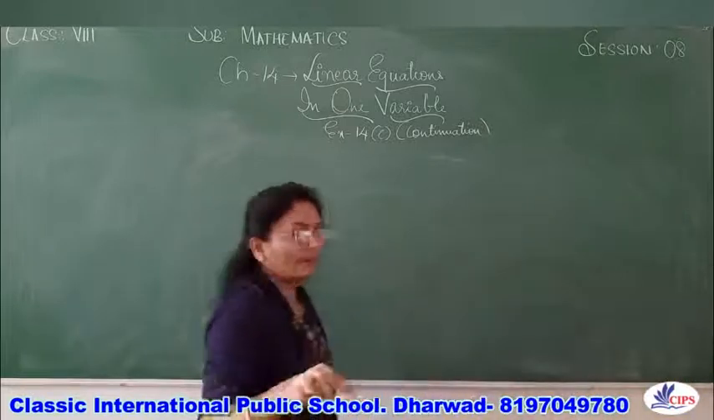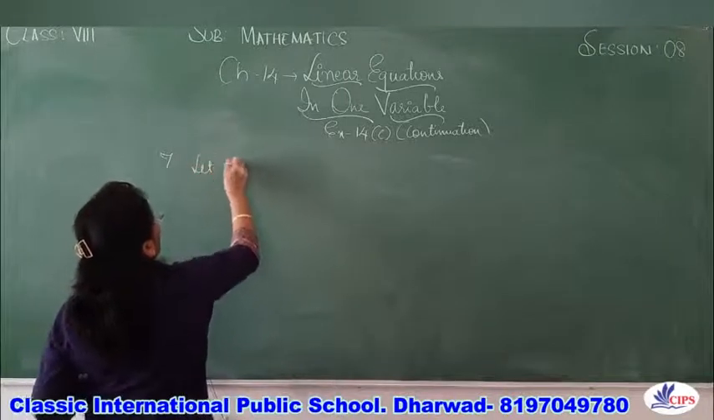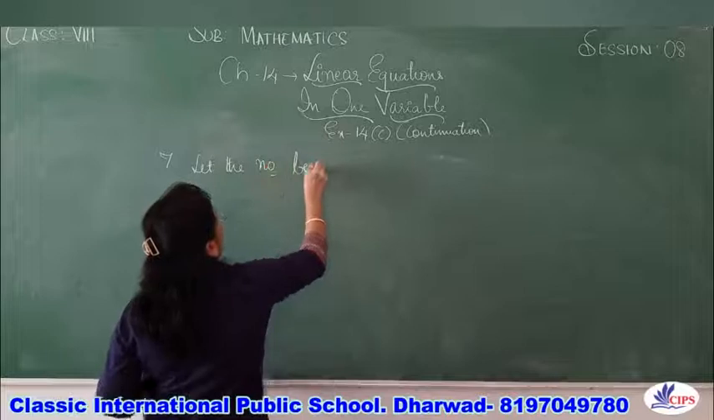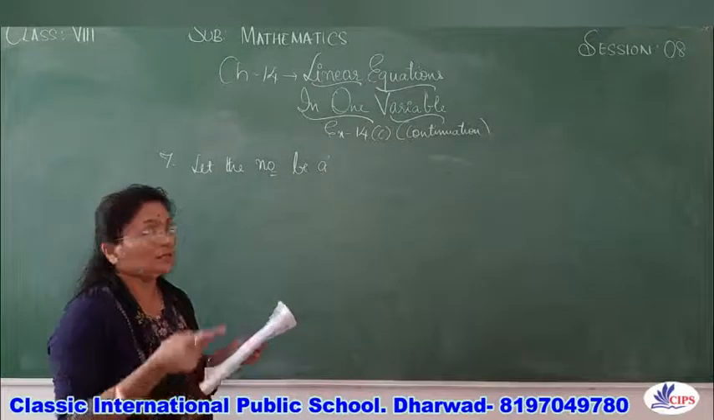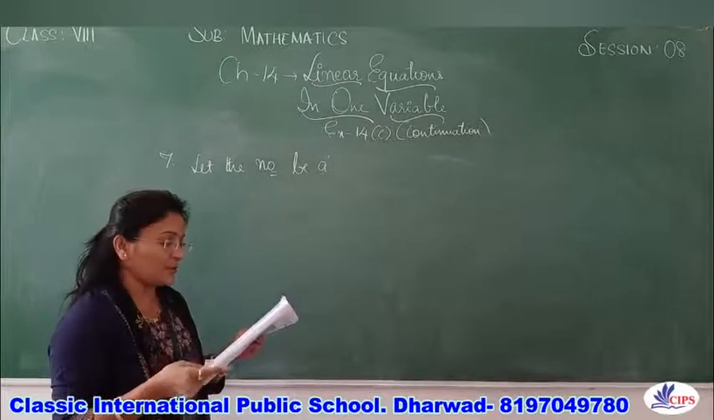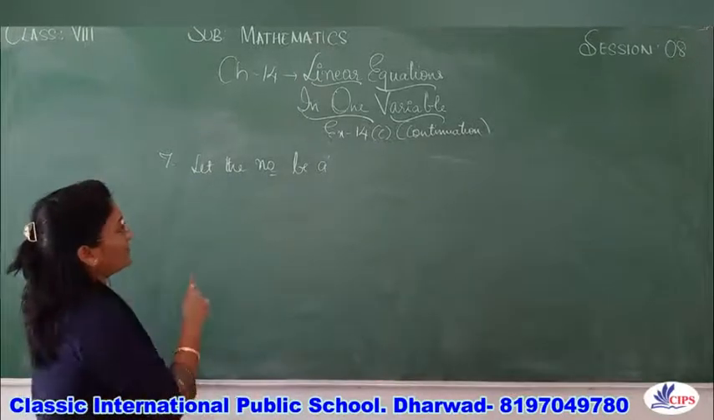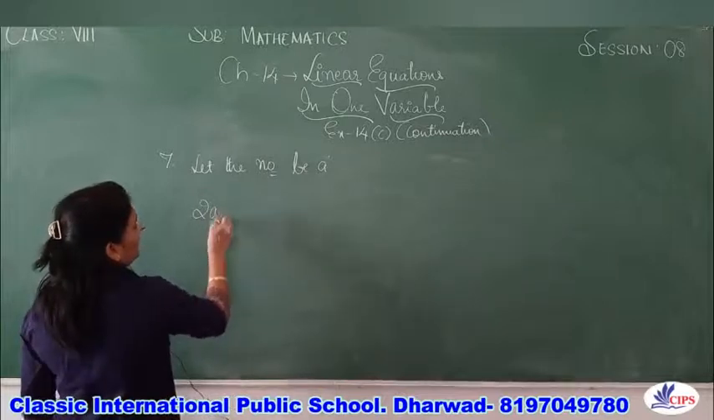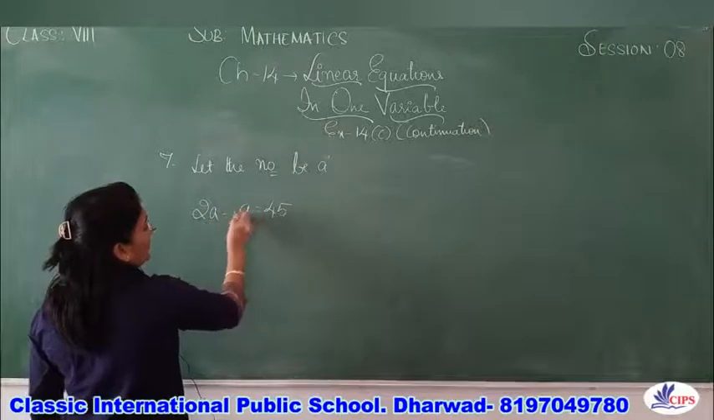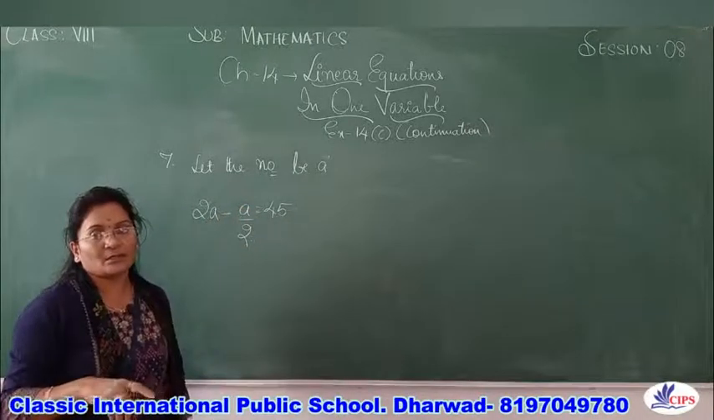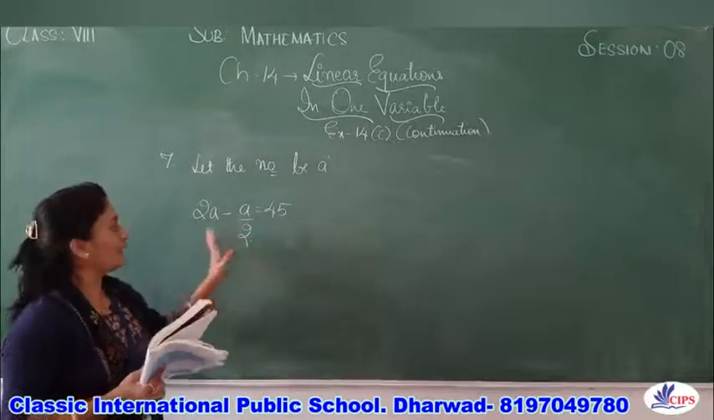Seventh one, let the number be A, I have taken. Find the number whose double, double means what? We have taken the number A, so double of it will be 2A. Is 45 greater than its half? 45 greater than its half means, double of that number will be 2A, and half of the number. Got it? Double the number minus half of the number is equal to 45. So we have to solve this equation now.